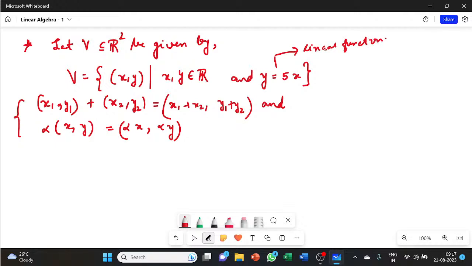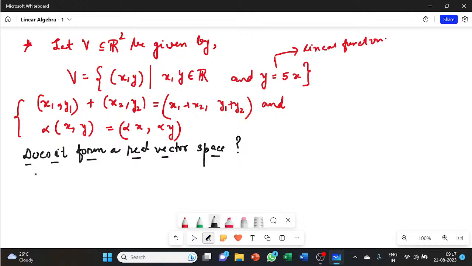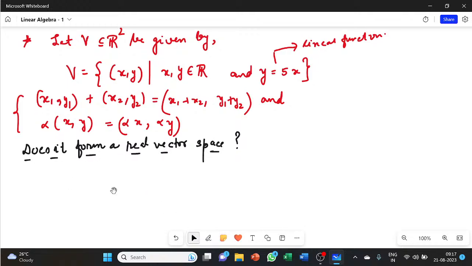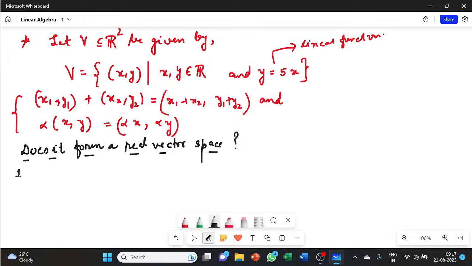Okay. Now think about this. The question is, does it form a real vector space? Since I've done a few questions, now I'm going to do it one by one. The first thing that needs to be seen is binary, that is closure, whether closure holds or not.